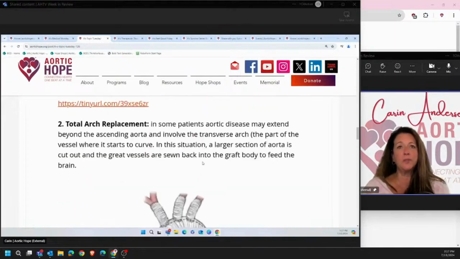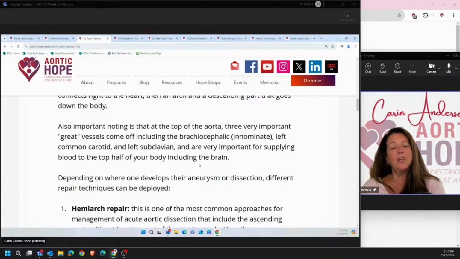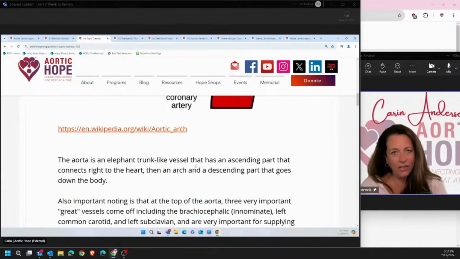Thank you, Adam. This was another great post. Easy to understand, interesting information about the different techniques for repairing an aorta.